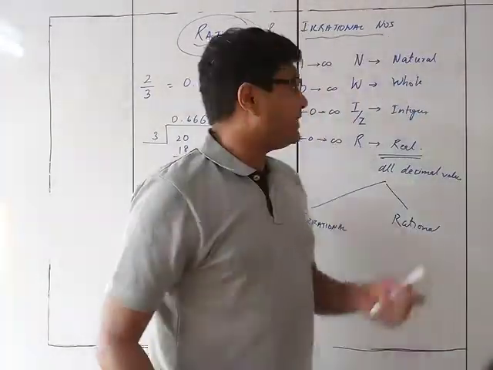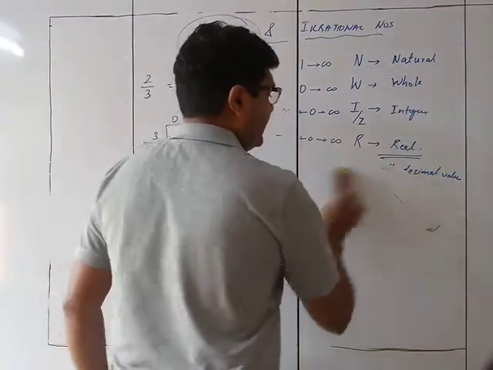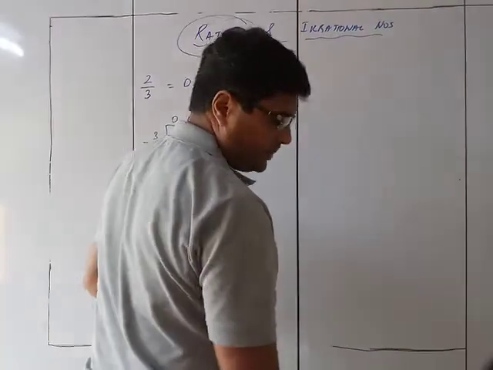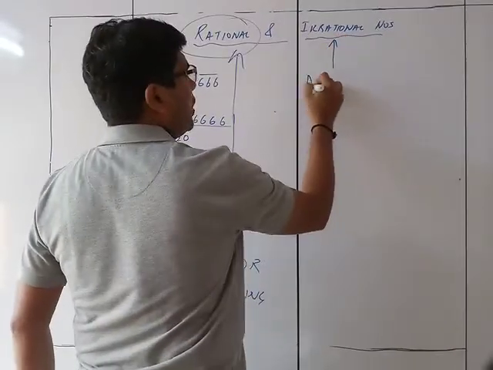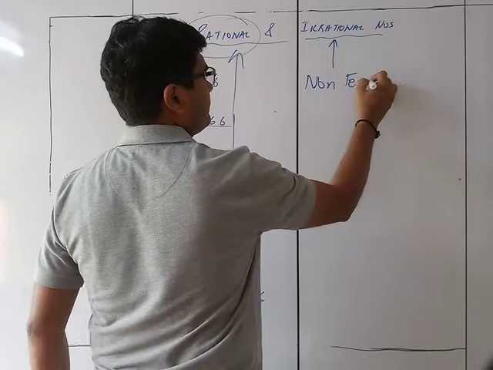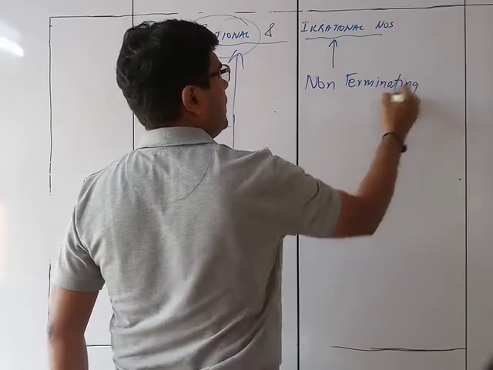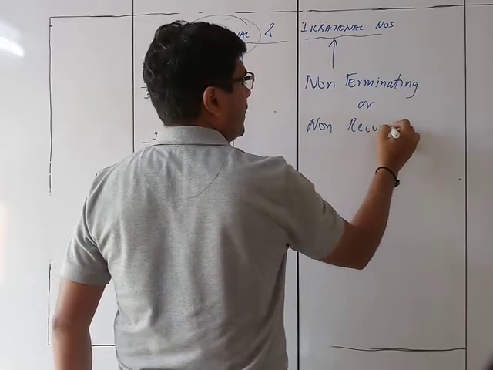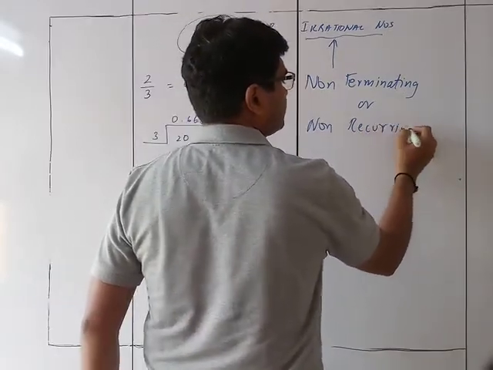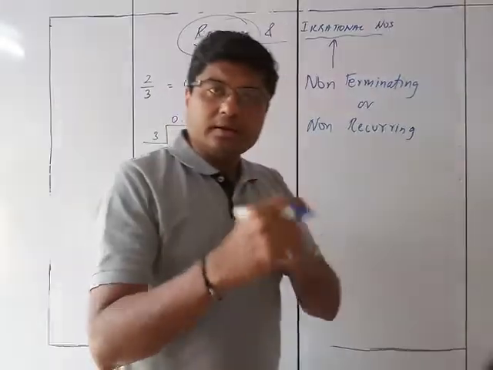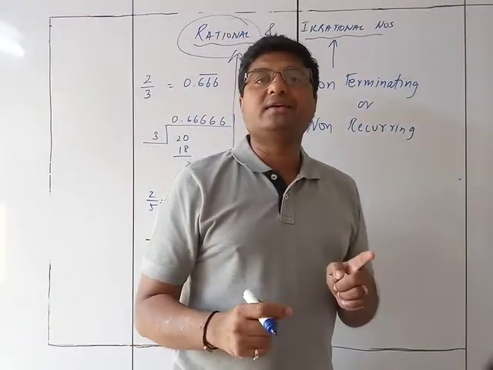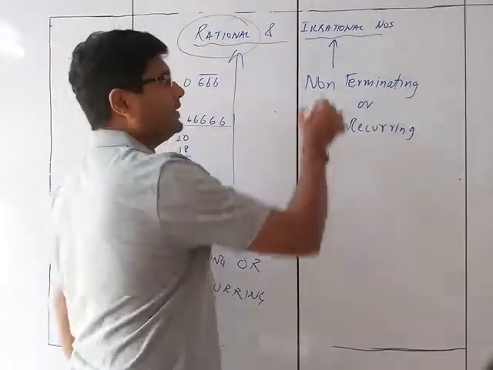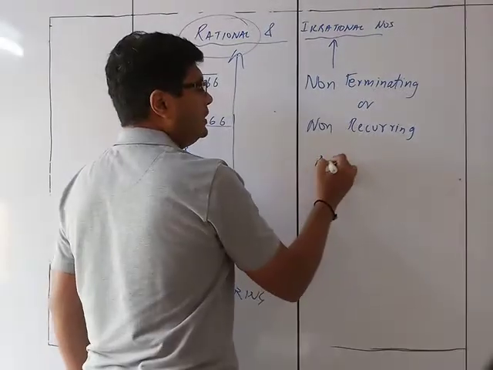So the irrational numbers are non-terminating or non-recurring. If the value of the number keeps on going on and on without recurring itself, then it is called irrational.